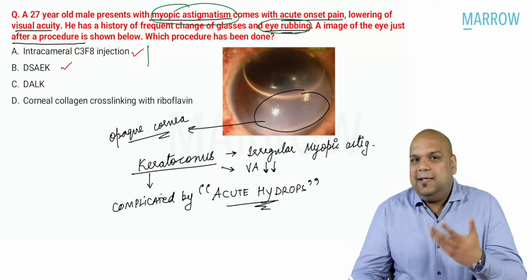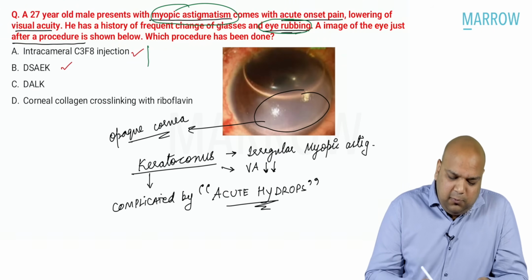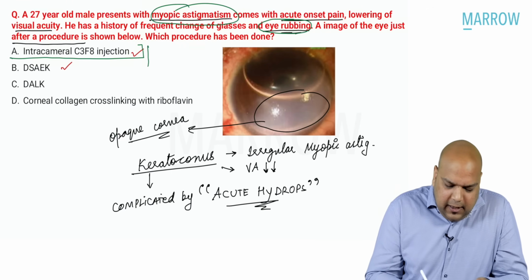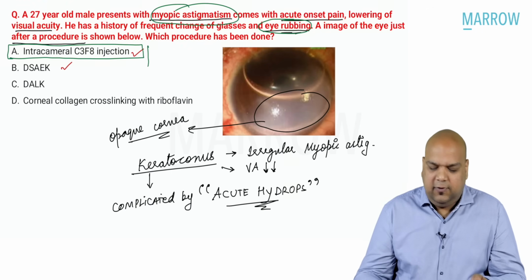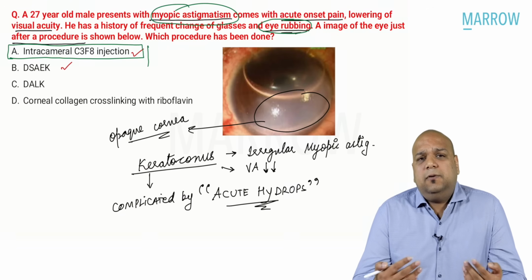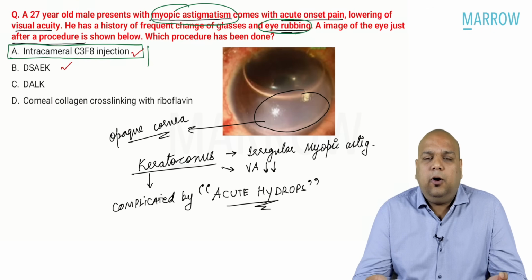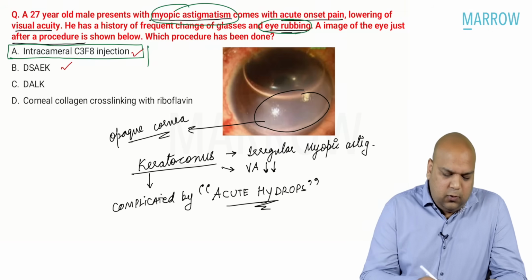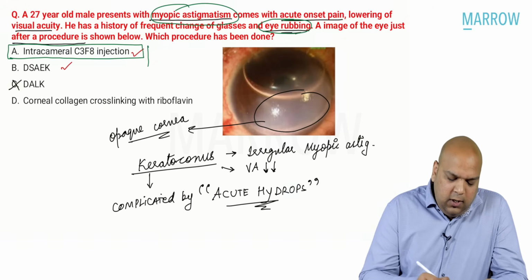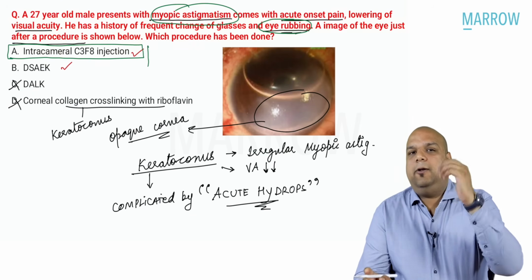Now, what is the answer that the examiner was looking for? I am not sure. But if I had to mark the answer, I would have gone for intracameral C3F8 injection. Why, sir? Because I think this is the initial treatment. A lot of times this only suffices to control an acute case, or an emergency case, of acute hydrops. Could DSEK have been the answer? Yes, sir. Could DALK? No, as I've explained to you. Could the answer have been corneal collagen cross-linking with riboflavin? No, because this is a treatment for keratoconus and not for acute hydrops.